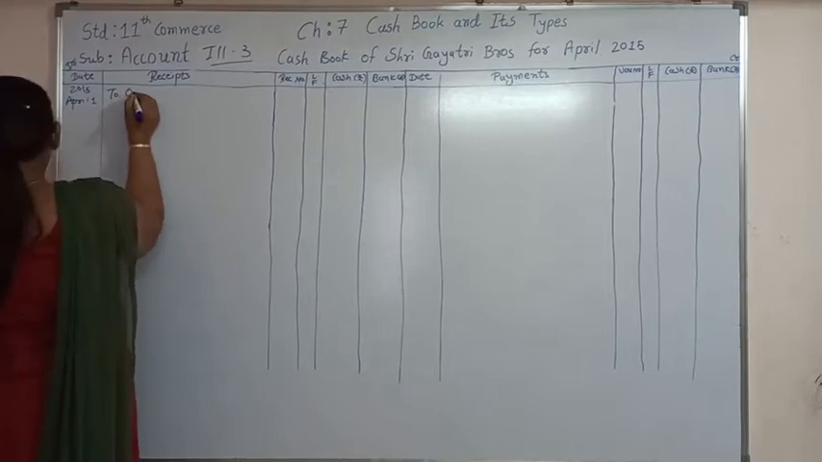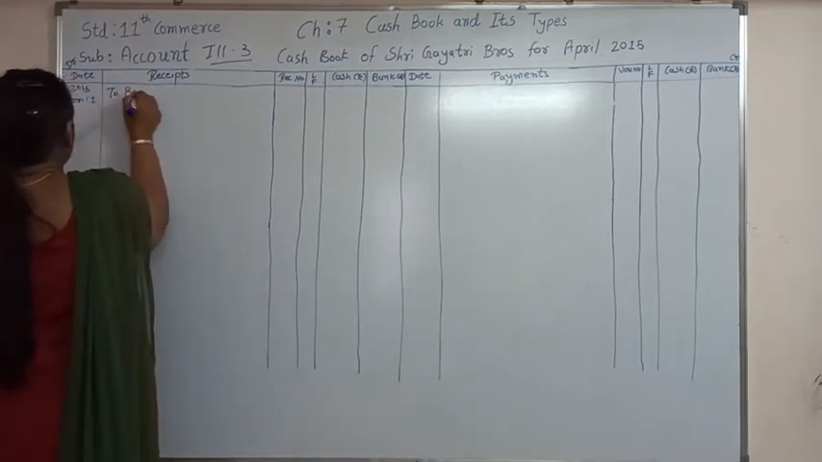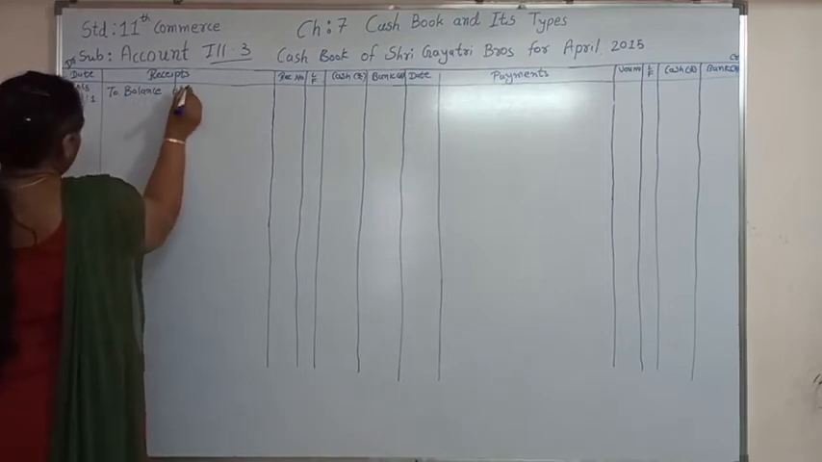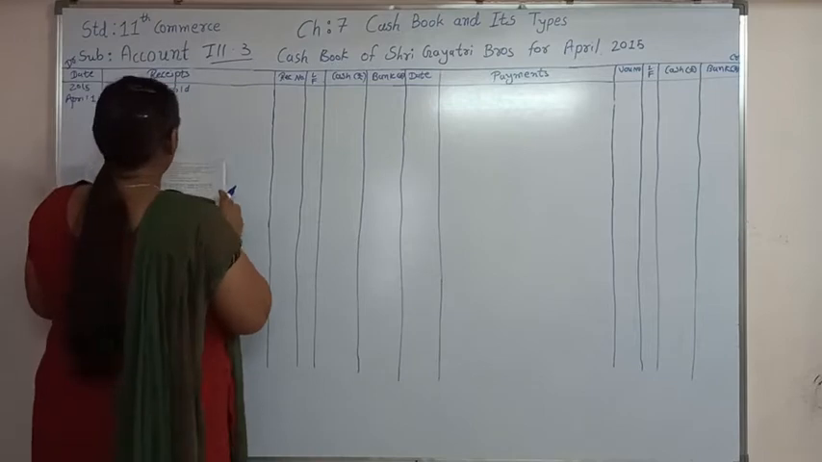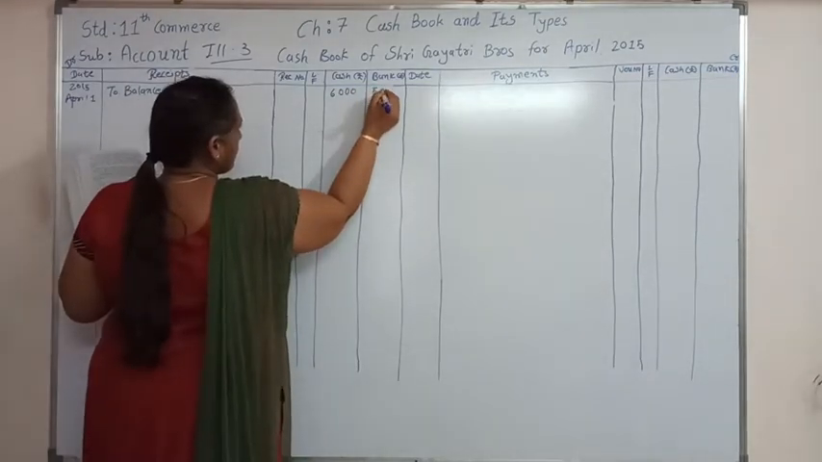To balance brought down. So the cash balance is 6,000 and the bank balance is 5,000.